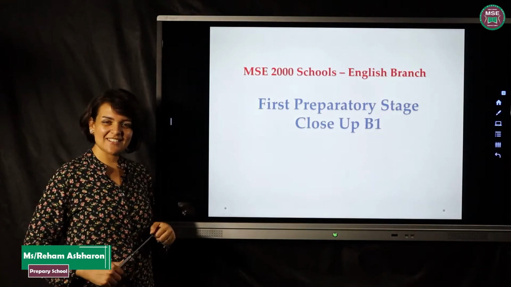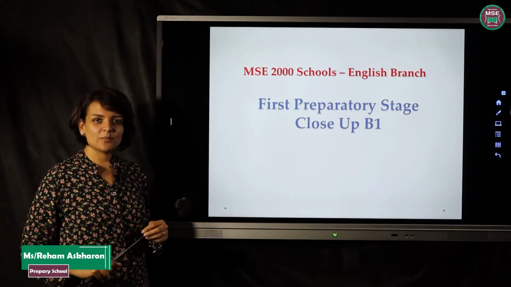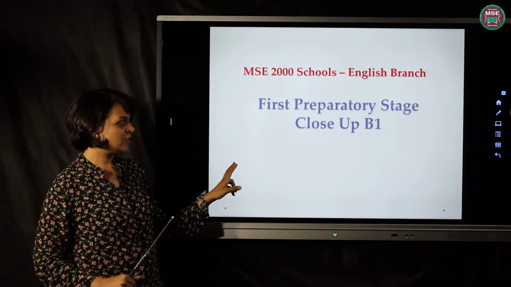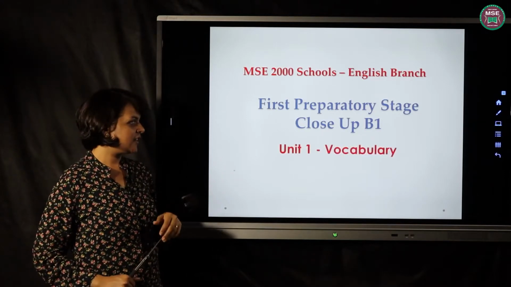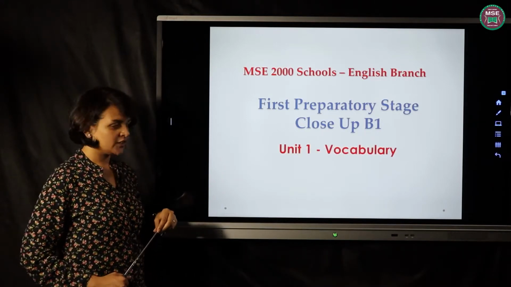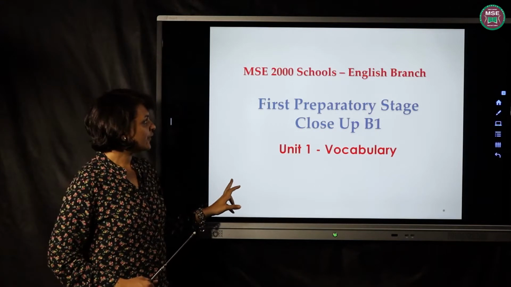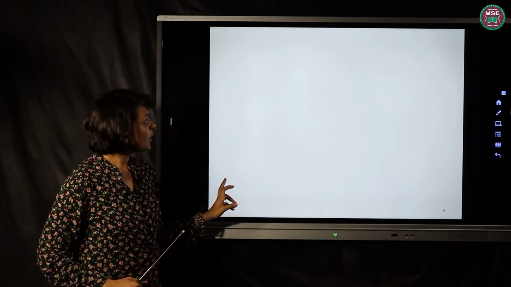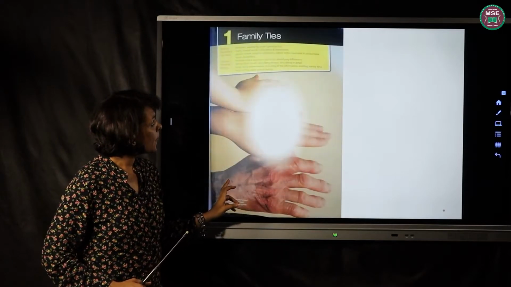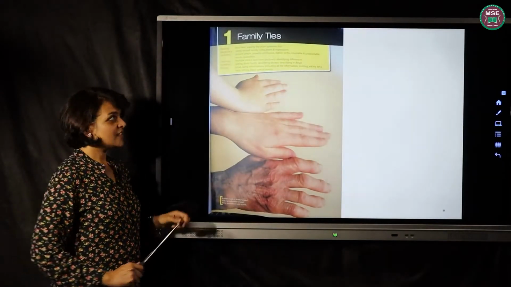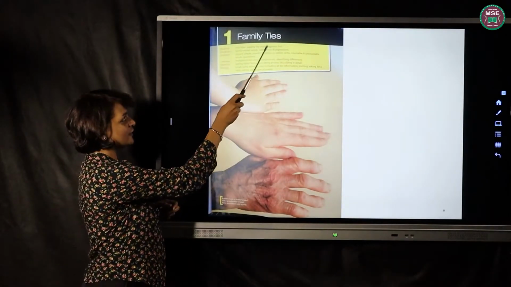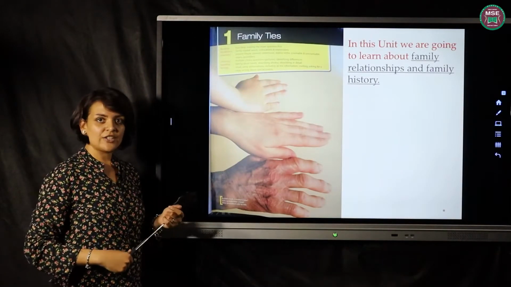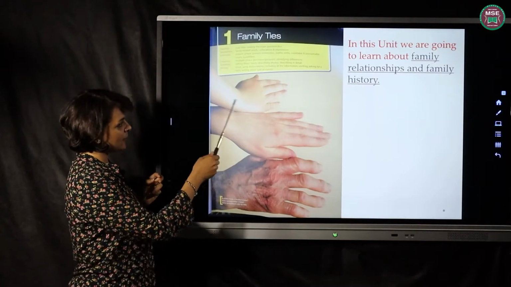Hi dear students, today we are going to explain for first preparatory stage the vocabulary lesson of our first unit in Close-Up book B1. Here we have the first unit, which speaks about family ties. Here we have the title, very clear, speaks about family relationships.